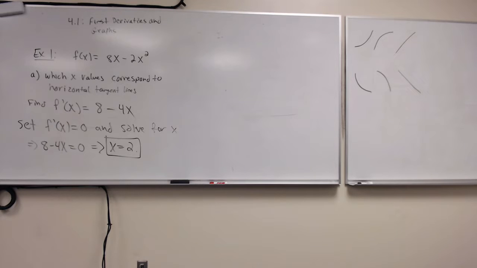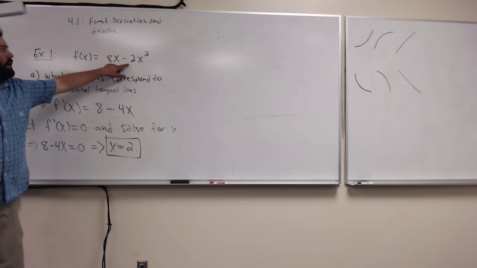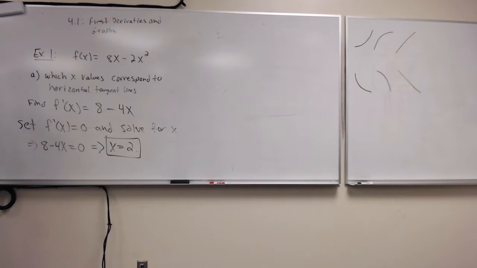Now, does that make sense? If you have a quadratic, the place where the tangent line is horizontal is going to be at the vertex, because that's where the function changes from increasing to decreasing, or vice versa. Okay.